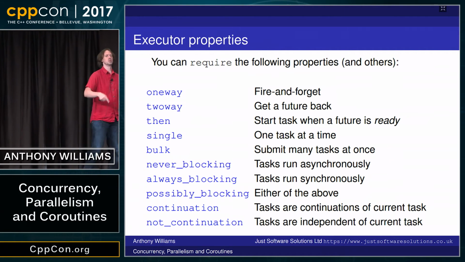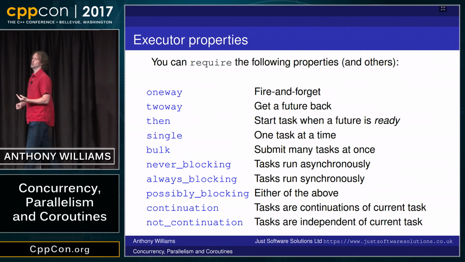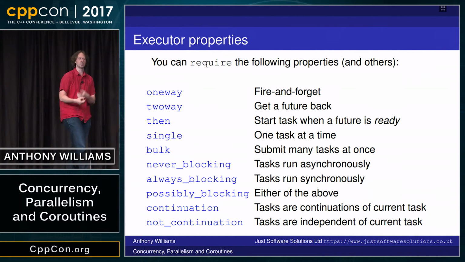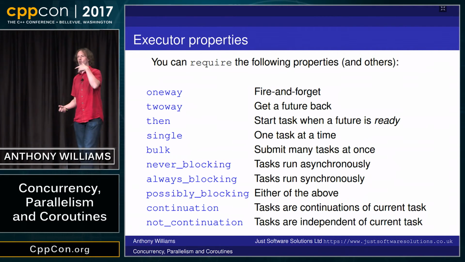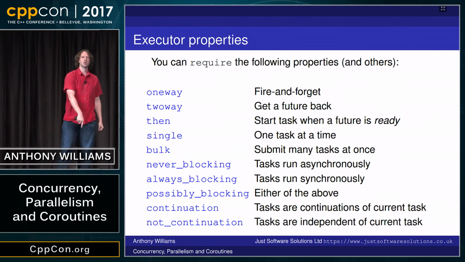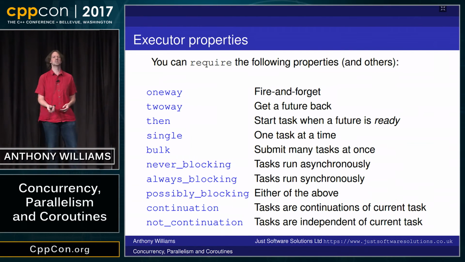I want to guarantee that I will never block. The execute function is never going to block. It's always going to run the task in the background on some other thread, or add it to some queue for running later, or something. Or I want it to always block because when I call it, I want it to run the function right now. Or possibly you want it to do whichever is most appropriate for it, possibly block.